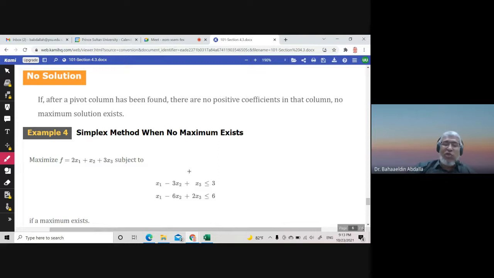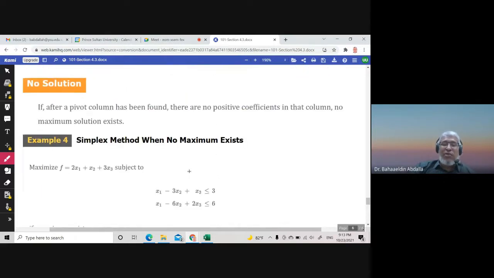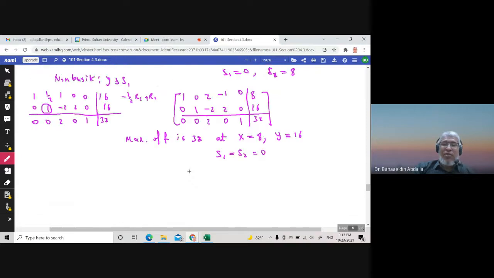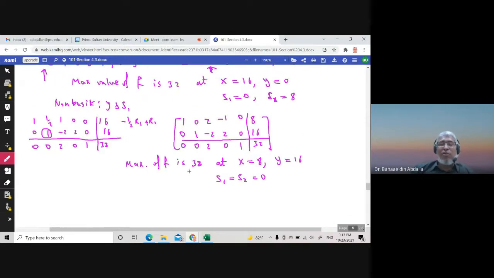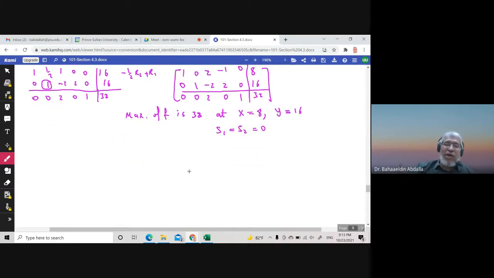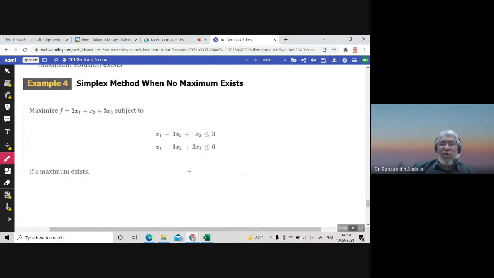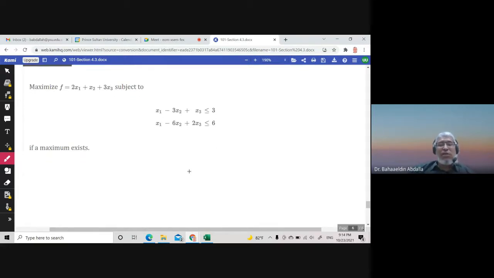The last case, when there is no solution: how to know from the matrix that we have no solution? We mentioned this in the beginning. We said that when you determine the pivot entry, all the numbers above and below in the constraints would be negative or zero, so you cannot continue. Let us see this problem.